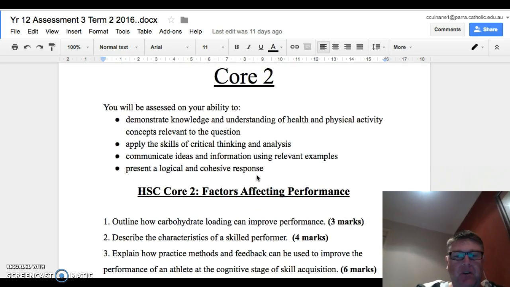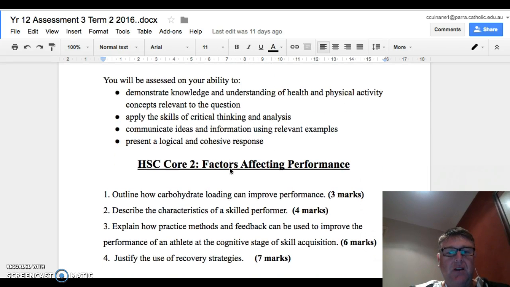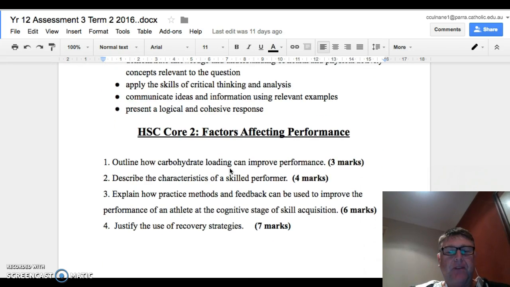Before we look at that, I would like to just draw everyone's attention to the rubric that was placed at the top of the question paper. Please make sure that you have a look at that. It gives everyone a clue of what some of the things that the markers will be looking for in your responses. So in this particular one: demonstrate knowledge and understanding of health and physical activity concepts relevant to the question, apply the skills of critical thinking and analysis, communicate ideas and information using relevant examples, and present a logical and cohesive response. So they're the things that you need to include in your responses to ensure that they are hitting the mark. Most of you did, which was good.